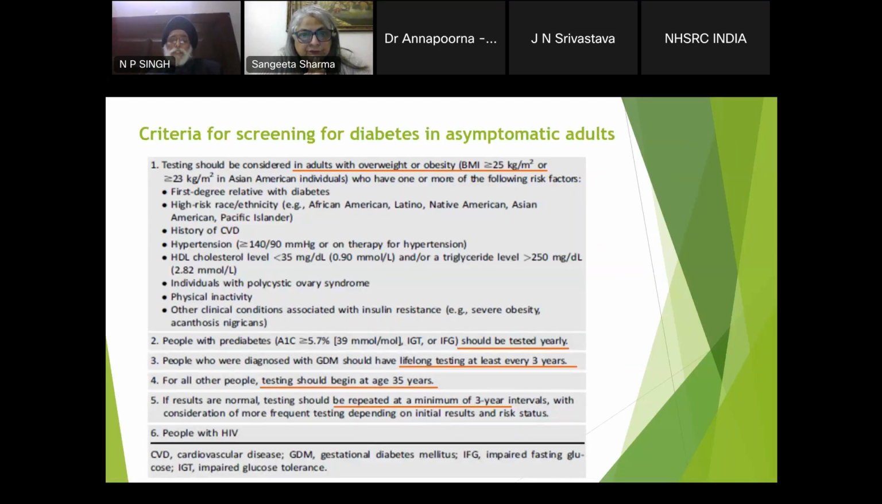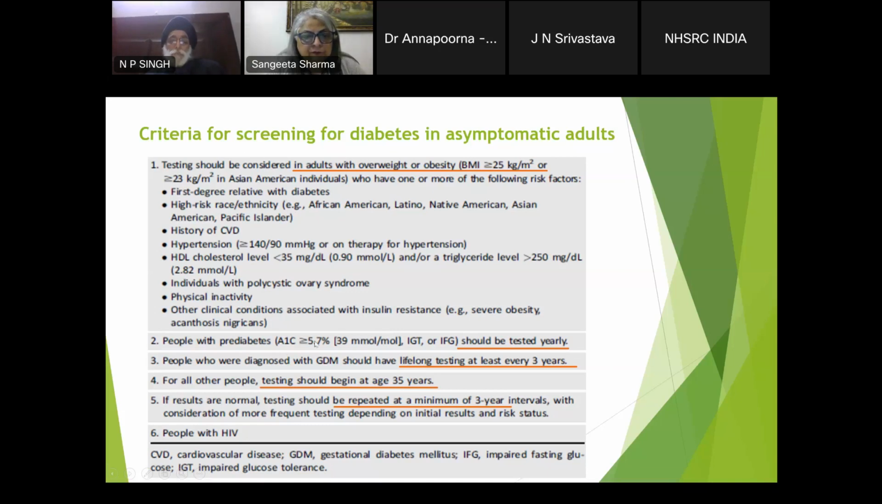So how do we diagnose it? We all know very well, but more important first is the criteria for screening. Who should be screened? Any person who is more than 35 years of age should have the testing done, but more than that, if a person is obese, if his BMI is more than 25, has a high risk ethnicity, as in Asian Americans, a history of cardiovascular disease, hypertension, a lady with polycystic ovarian syndrome, physical inactivity, and other clinical conditions of insulin resistance, these are the candidates where the blood sugar should be checked.